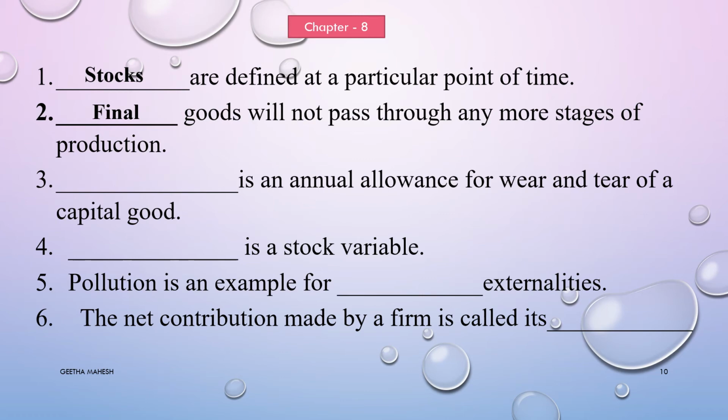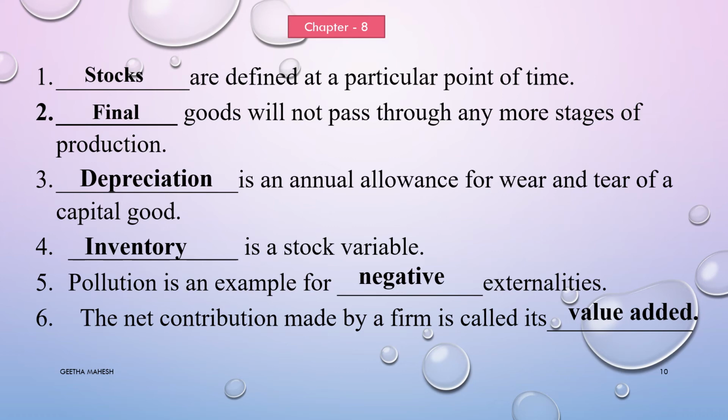Blank is an annual allowance for wear and tear of a capital goods, that is depreciation. Inventory is a stock variable. Pollution is an example for negative externalities. The net contribution made by firm is called its value added.